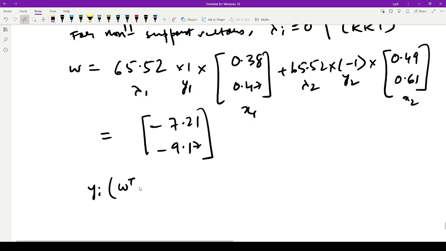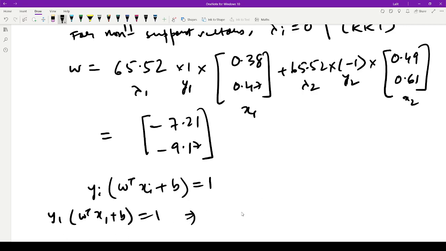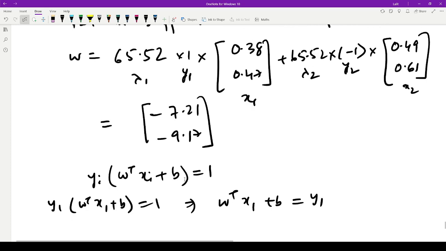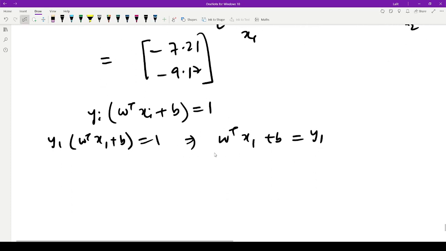Yi times W transpose Xi plus B should be equal to 1. So if I do it for the first case, Y1 W transpose X1 plus B equals 1. Or I can equivalently write it as, I'll just write the step, which is Y1. Does everyone agree with this?